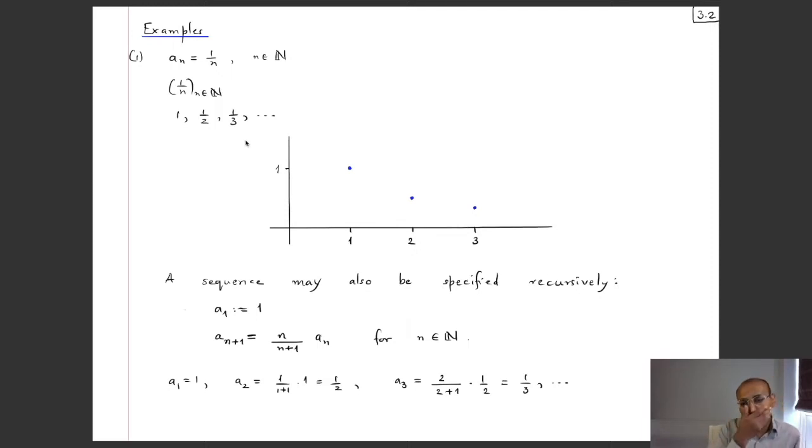So a sequence can be specified by telling you what the nth term looks like in terms of n, or there can be a recursive definition as we have seen.